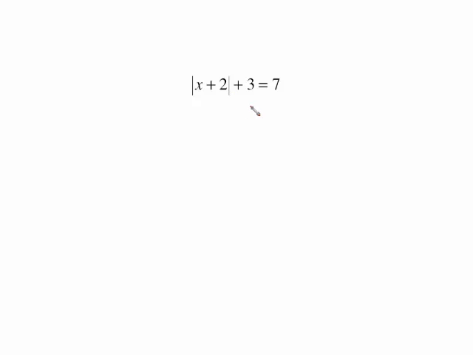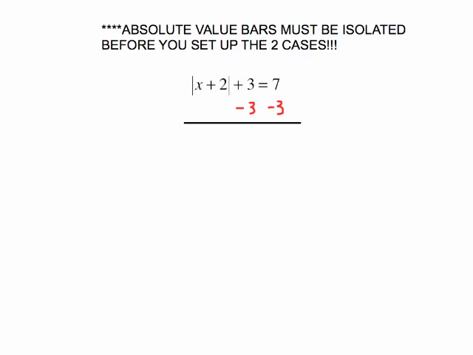Sometimes with these absolute value problems, there's more on the side with the absolute value bars. And there's an important rule, and that is you do not separate your cases until the absolute value part stands alone. That means we need to get rid of this 3, and we'll get rid of it the normal way. That's a plus 3. Do the opposite, which is subtract 3. When we do this, we're going to have absolute value of x plus 2 equals 4. So the absolute value bars must be isolated before you set up the 2 cases.